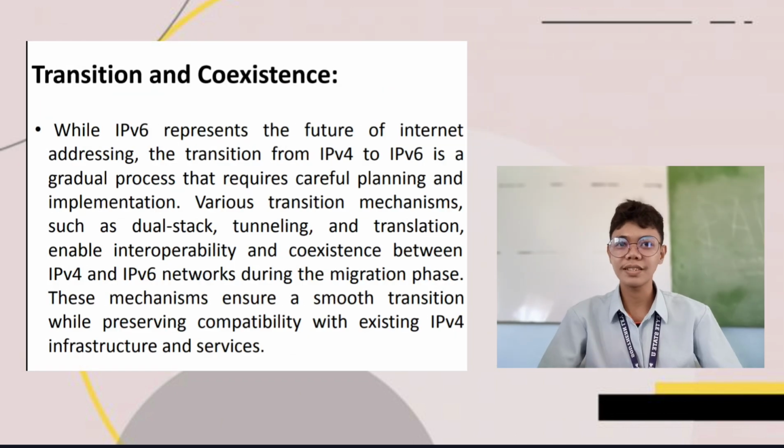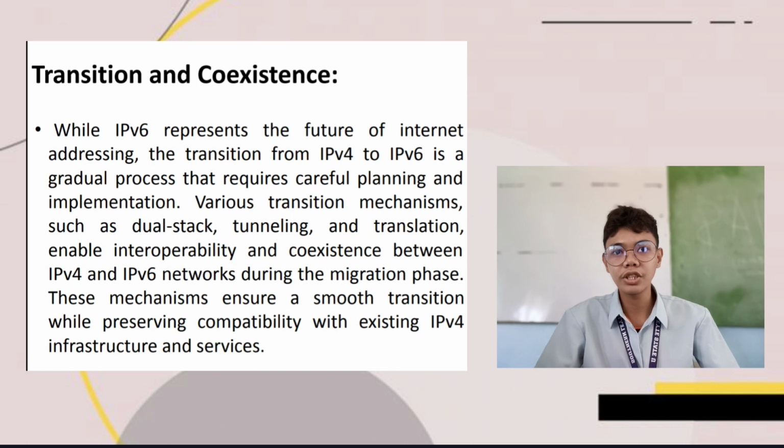Transition and coexistence. While IPv6 represents the future of Internet addressing, the transition from IPv4 to IPv6 is a gradual process that requires careful planning and implementation. Various transition mechanisms, such as dual stack, tunneling, and translation, enable interoperability and coexistence between IPv4 and IPv6 networks during the migration phase. So these mechanisms ensure a smooth transition while preserving compatibility with existing IPv4 infrastructure and services.